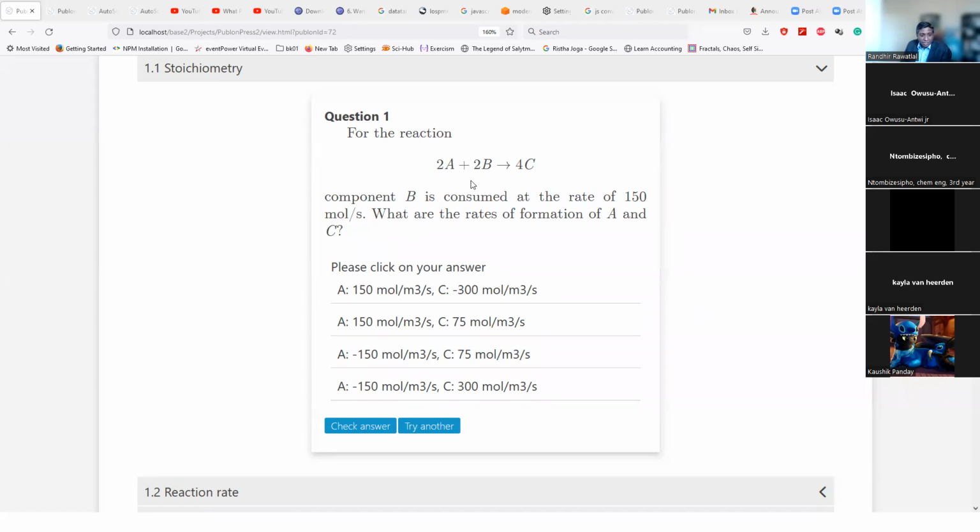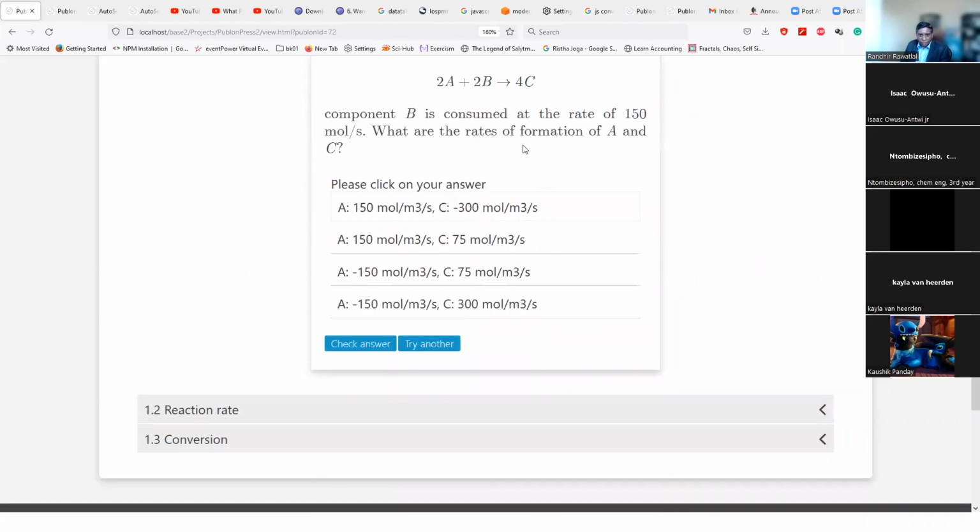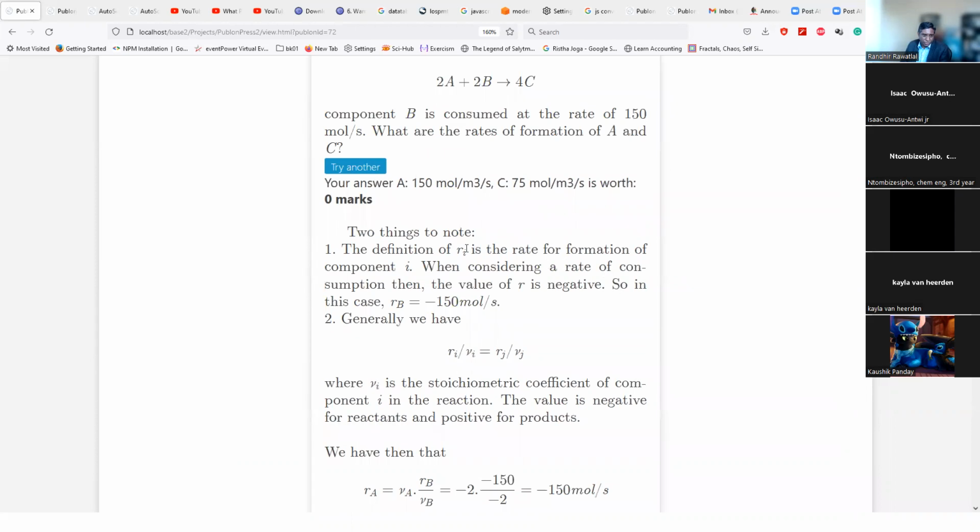So you've got your components. So component B is consumed at this rate. And by the way, it's written as a plus here because we have stated it's consumed at this rate. If we said it's formed at the rate of minus 150, then it would still be consistent, right? And by the way, when you approach these, you can check your answer. So let's just say we choose that randomly. So you can check your answer.